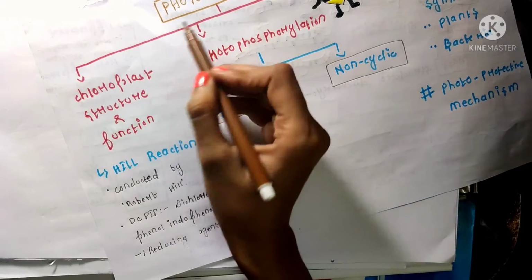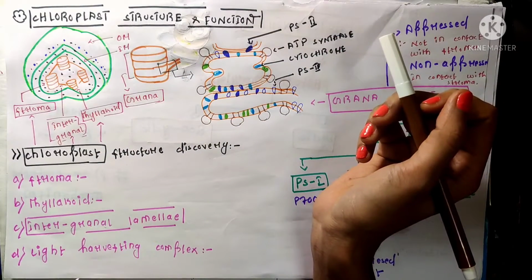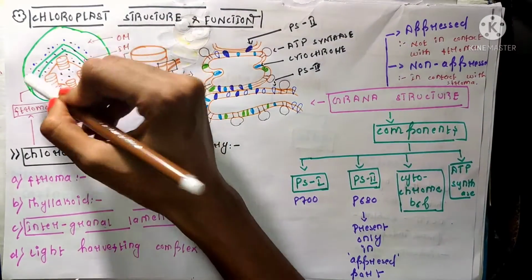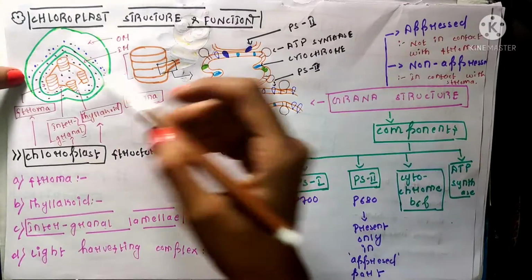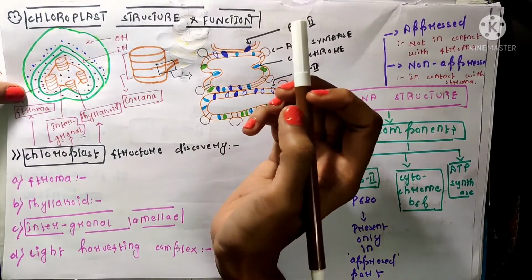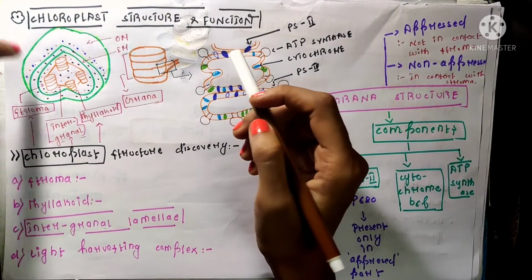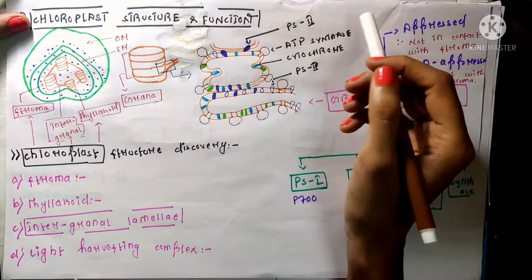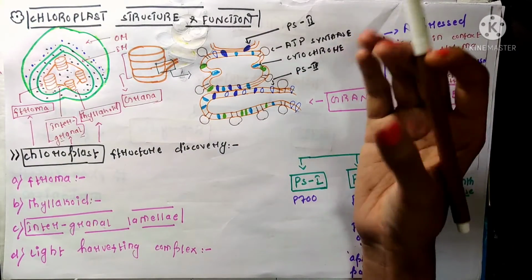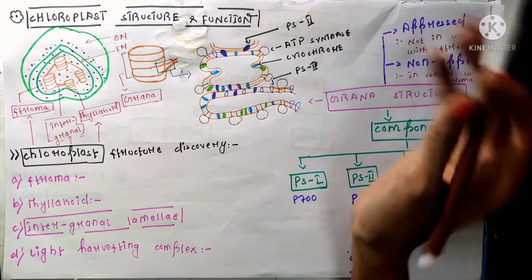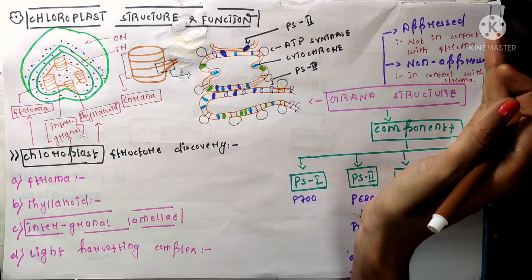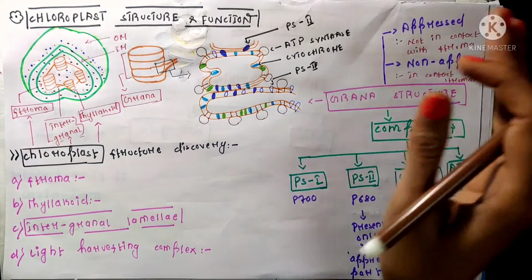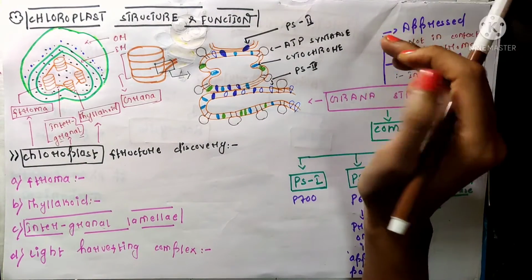Okay, the first part of this topic is chloroplast structure and function. This is the structure of chloroplast. So let me tell you what the components of chloroplast are. The first component is stroma. So what is this stroma? This stroma is a colorless liquid present in the chloroplast, which is responsible for conducting the dark reaction. The dark reaction is also called the C3 pathway. We will study all of this later in the video series of photosynthesis.